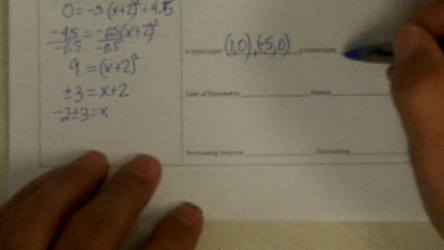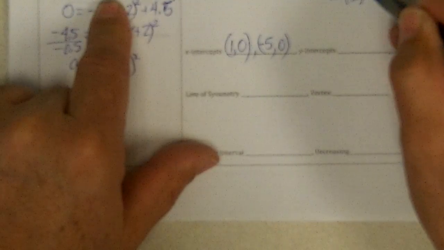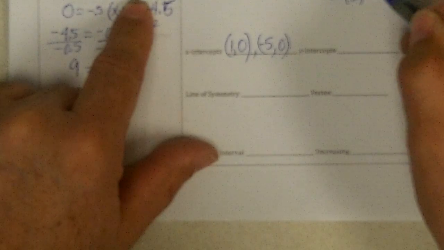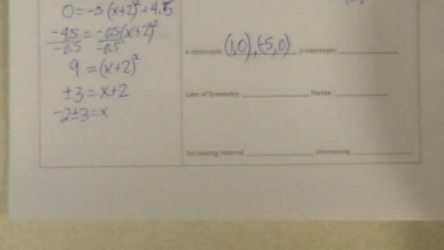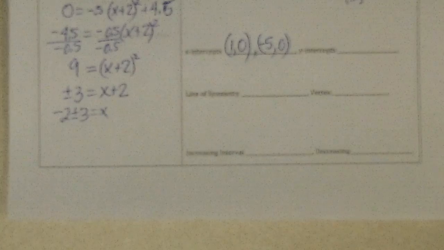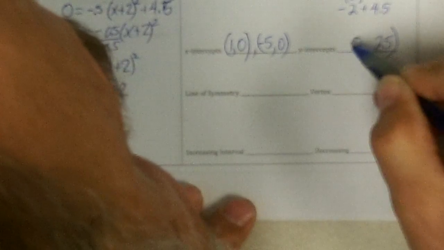My y-intercept, I put in 0 for the x, and so I get negative 0.5 times 0 plus 2 is 2 squared plus 4.5. 2 squared is 4. Half of 4 is 2. And the negative of that is negative 2 plus 4.5 is 2.5 for my y-intercept.